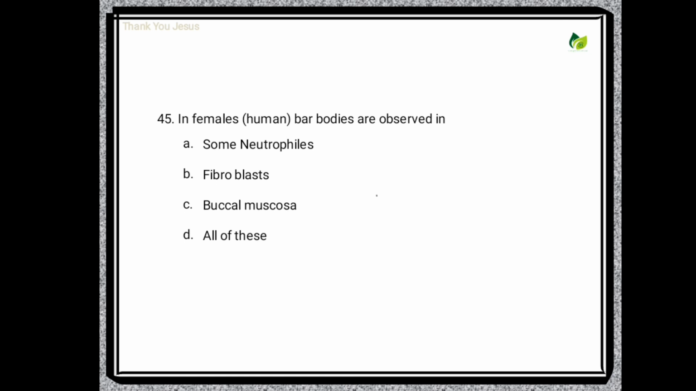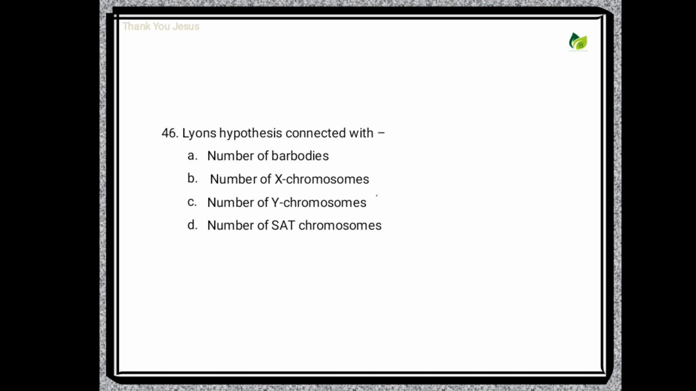Next question. In females, bar bodies are observed in. Options are neutrophils, fibroblasts, buccal mucosa, all of these. For this, the correct answer is all of these. Okay, bar bodies are observed in neutrophils, fibroblasts, and also buccal mucosa. Okay, so let's see the next question.